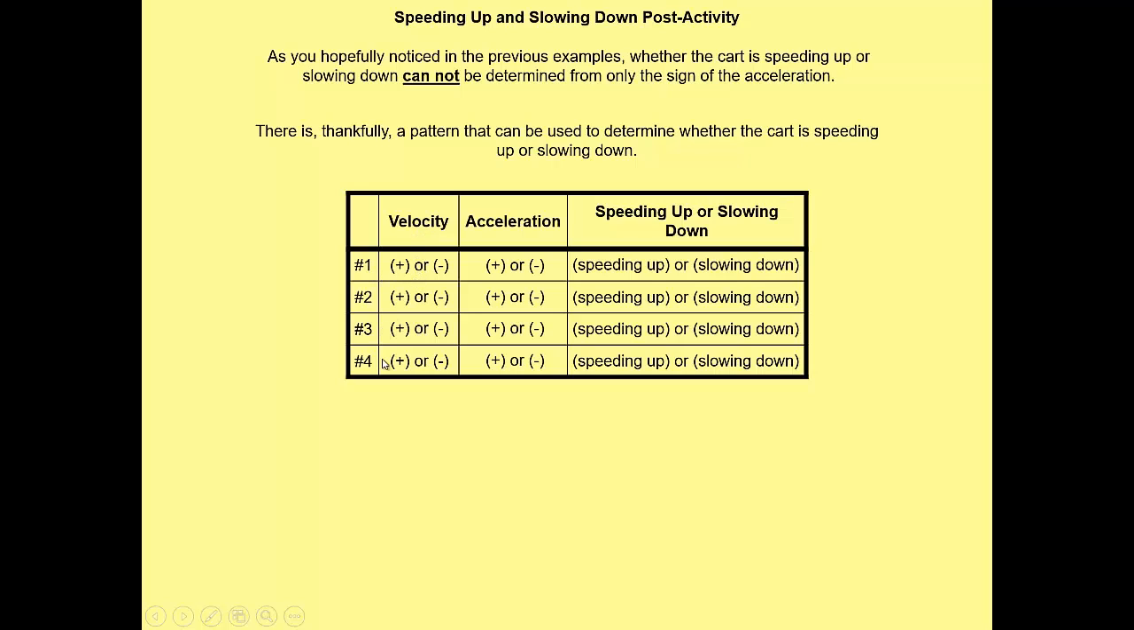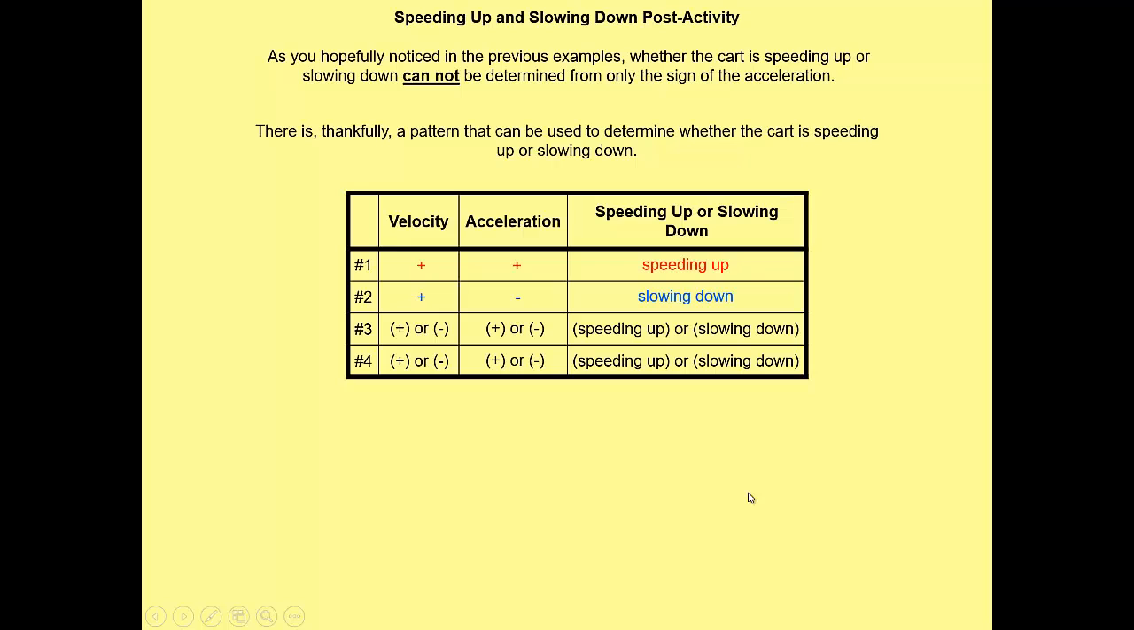So if we go back and look at the first 4, in number 1, were the velocities positive or negative? They were positive. The accelerations were positive, and your walking man was speeding up. If this doesn't ring a bell, go back and look at the activity. In number 2, he was walking in the positive direction, to the right again, but this time he had a negative acceleration, and he was slowing down.